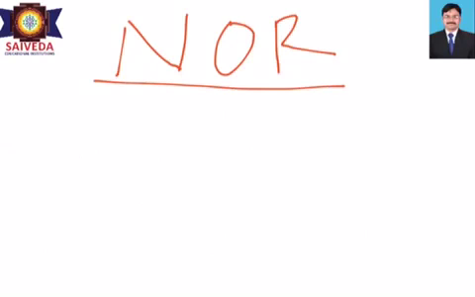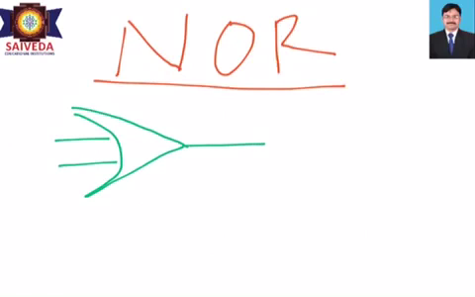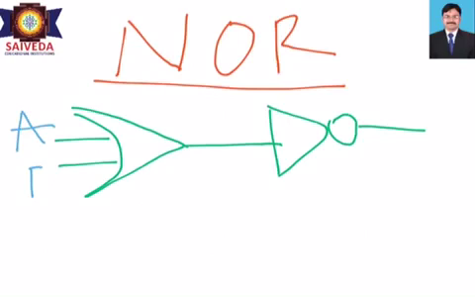The NOR gate. NOR, something like OR and NOT. We can say in a simple way that the combination of the OR gate and the NOT gate is called the NOR gate. Observe, let us take the inputs as A, B.